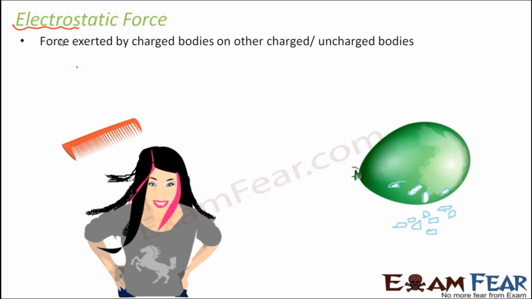Similarly, a balloon, if it is rubbed on a cloth for some time and then brought near small pieces of paper, you will see that those small pieces of paper get attracted towards the balloon and stick to it. Now why does this force of attraction exist even though the pieces of paper are not in contact with the balloon? This shows that this type of force is a non-contact force.